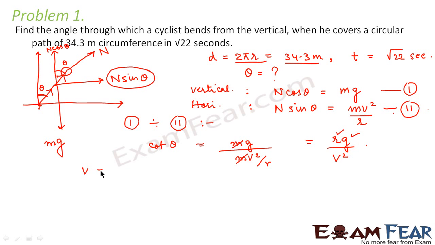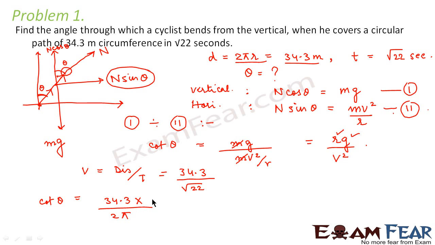What would be the velocity? Velocity would be the distance travelled divided by the time taken. The entire distance travelled here would be 34.3 meters divided by the time taken, which is root over 22. Now we will put this value in this equation. So cot theta would be equal to r g divided by v square, where r would be 34.3 divided by 2 pi.